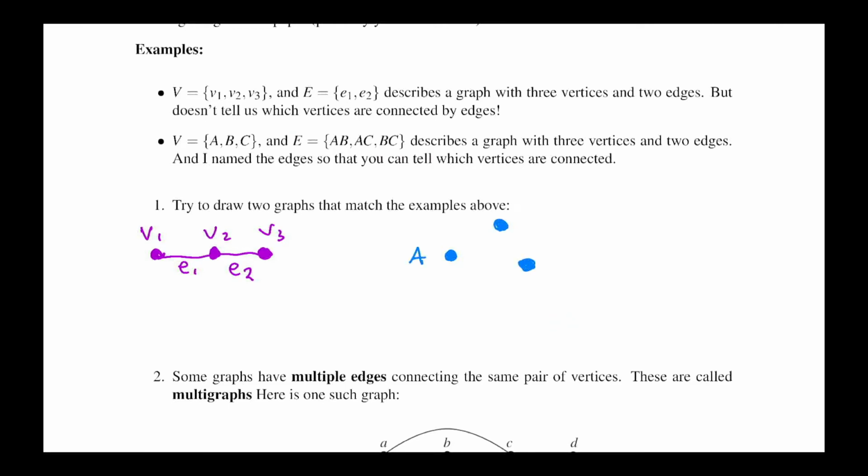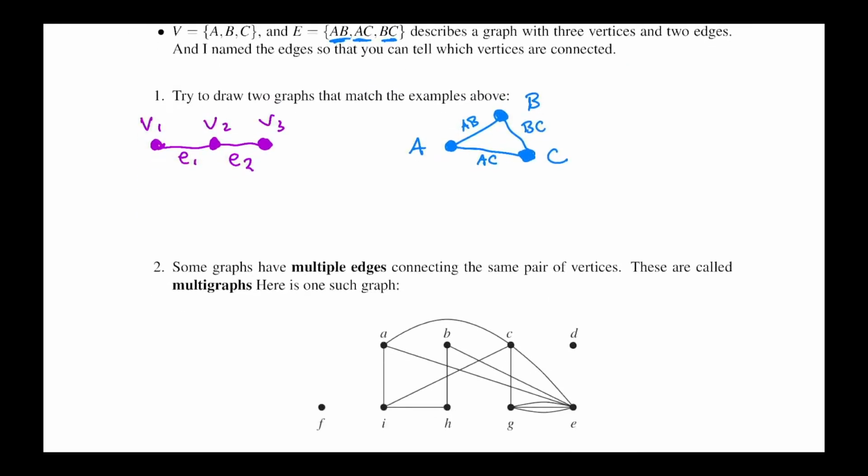All right, so we have A, B, C, and our edges are going to be AB. There they are. Call that AB. AC, that's that. And then BC, that's that. Okay, so we are drawing graphs now.